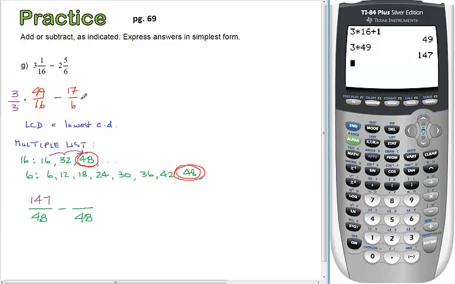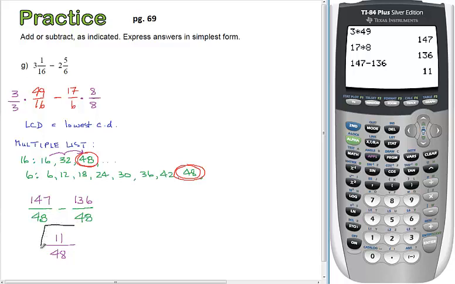Now what do I multiply the 6 by? Well, 1, 2, 3, 4, 5, 6, 7. It's the 8th multiple, or 6 times 8 is 48. And of course I multiply the top by that as well. So 17 times 8, I get 136. Now I can actually subtract the two. So 147 minus 136, which you can probably do in your head, is 11 over 48, and that does not reduce. So there's your final answer.